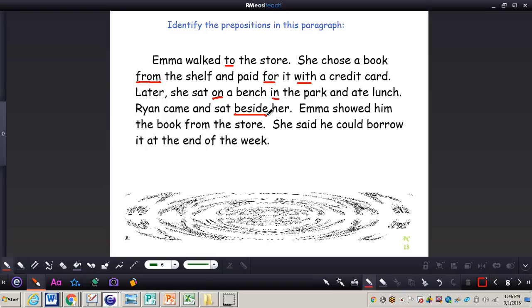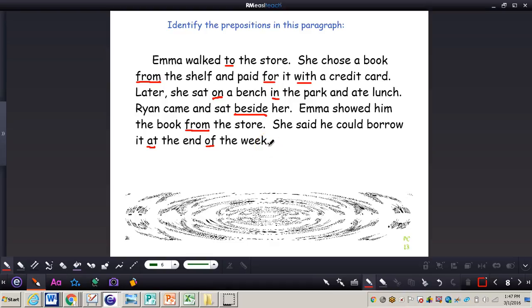Next one, it says Emma showed him the book from the store. So we can see from and how it connects Emma and the pronoun and the book to the store there. And finally, that final sentence, she said he could borrow it at, is a preposition, the end of the week. Okay, so we can see she said he could borrow it, and then at connects it to the end of, connects to the week there.